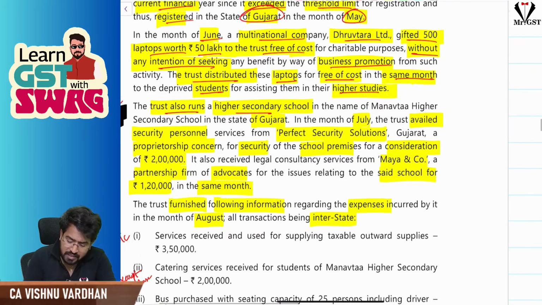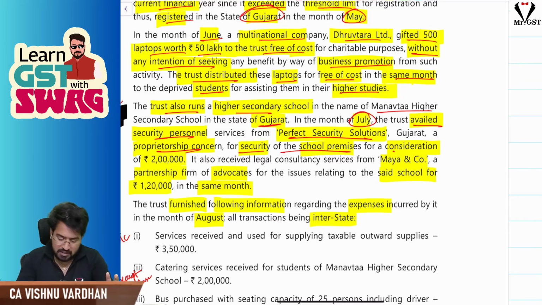The trust also runs a higher secondary school, Manavta Higher Secondary School, Gujarat. In July, it availed security personnel services from Perfect Security Solutions, a proprietorship concern, for security of the school premises. Consideration is 2 lakhs. Security services in an educational institution up to higher secondary school, such as security, cleaning, housekeeping in the premises. So here, for school premises, yes.